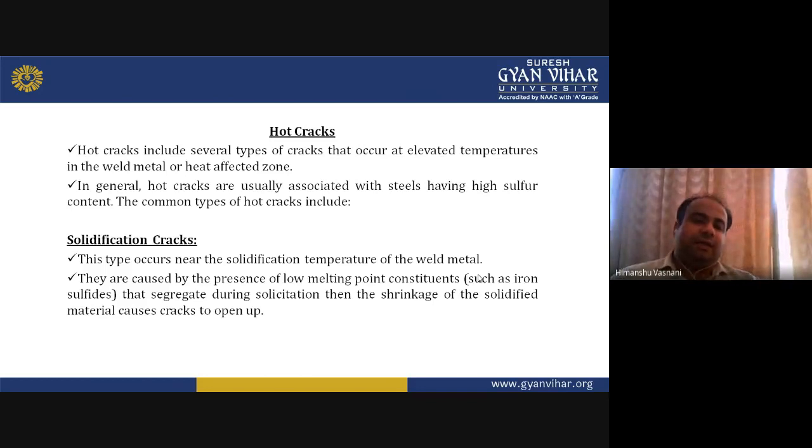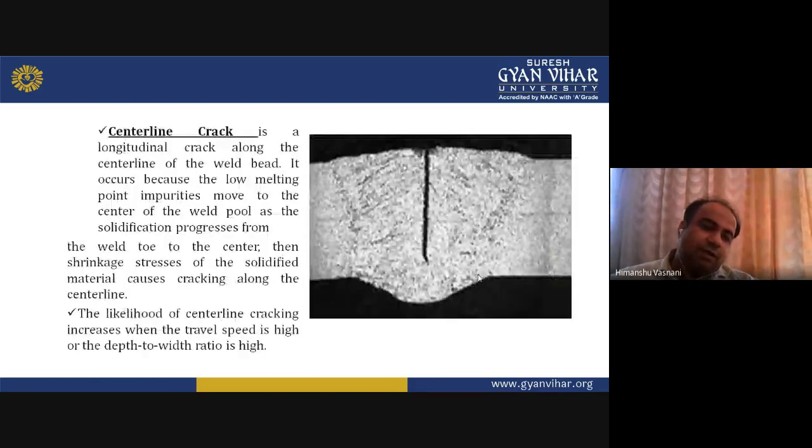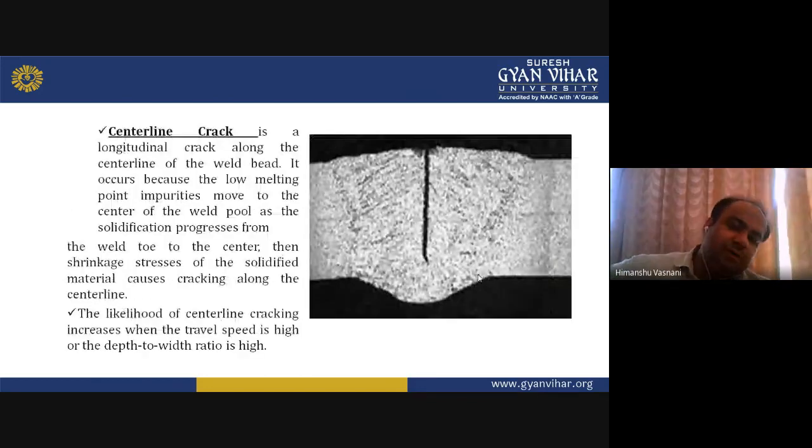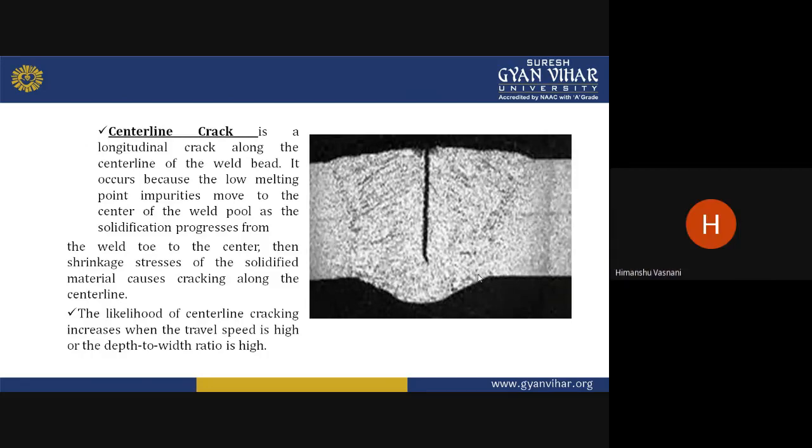Then go for the centerline cracks. It is shown in the diagram. The centerline crack is a longitudinal crack along the center line of the weld bead. It occurs because the low melting point impurities move to the center of the weld pool as the solidification process progresses from the weld toe to the center. Then the shrinkage stress of the solidified material causes cracking along the center line.